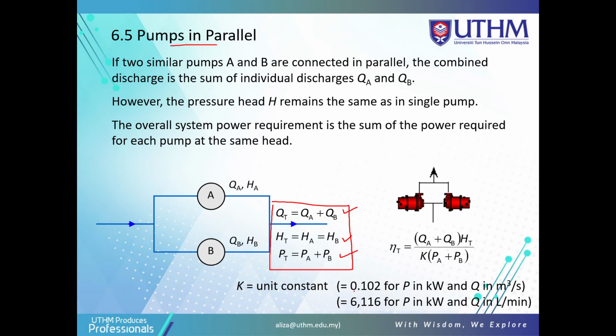So don't worry, the unit constant K is given, based on the value of this one, in liters per minute or cubic meters per second, so we just use this here. The efficiency formula is given, but the basic assumption is not given. You must remember that concept based on the parallel.